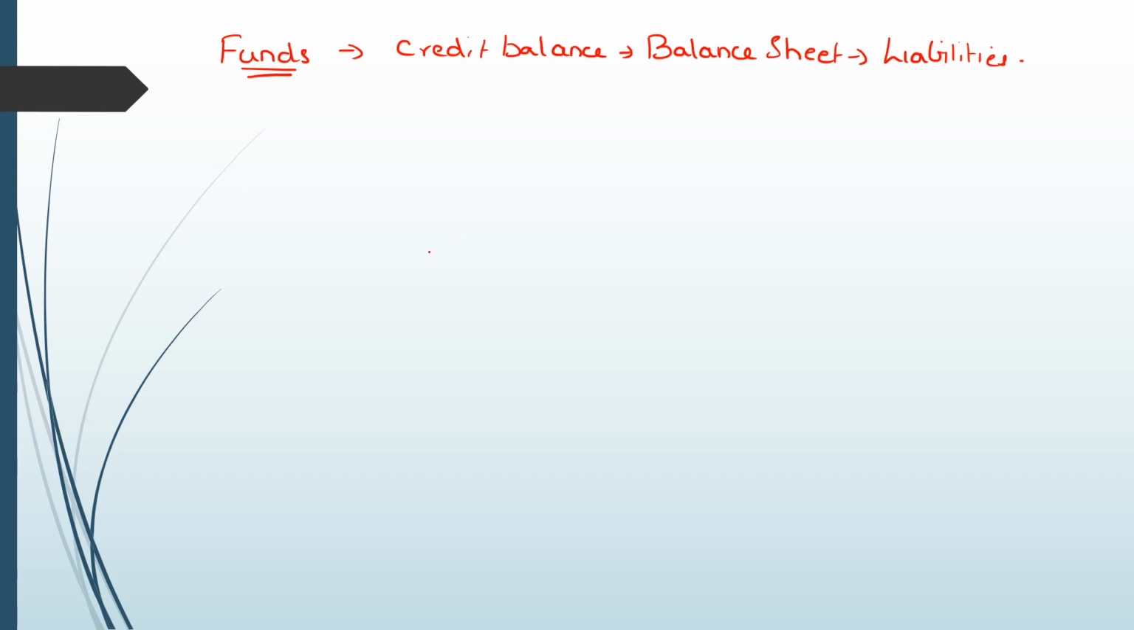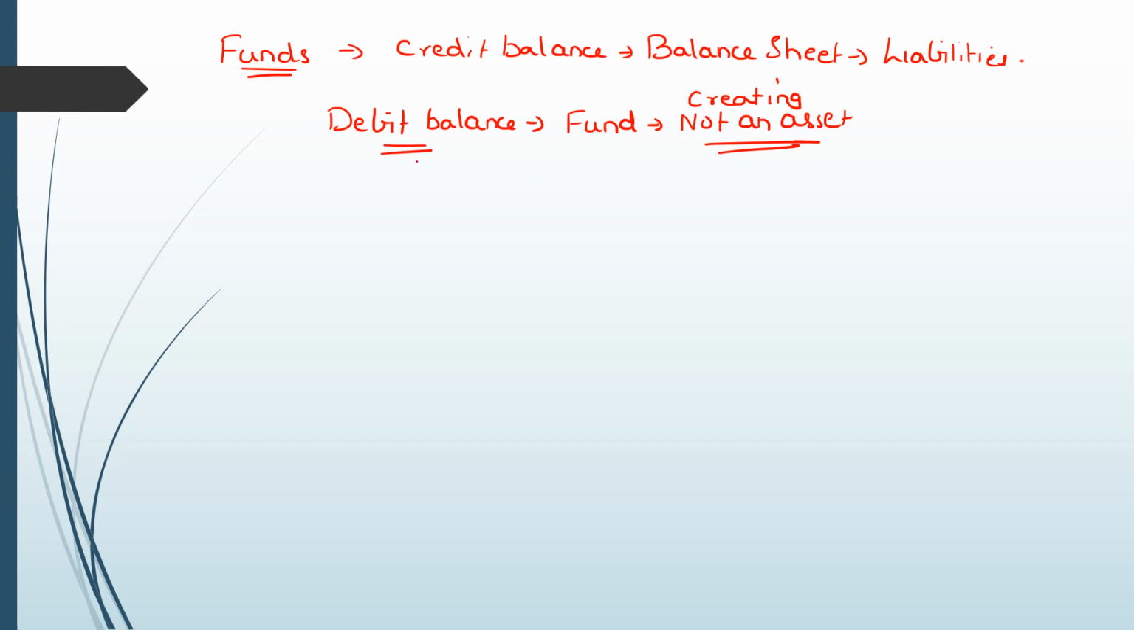But as we move further, we will find that there might be situations where the fund shows a debit balance. Normally this happens when the fund is for the purpose of being expended, not for creating an asset. So if you are not having that fund for creating an asset, then there is a possibility that the fund balance can have a debit balance.